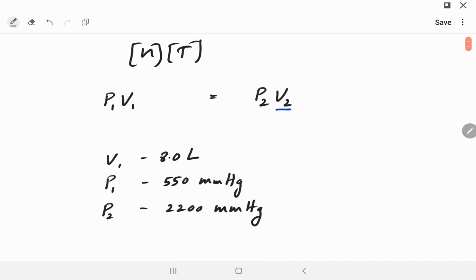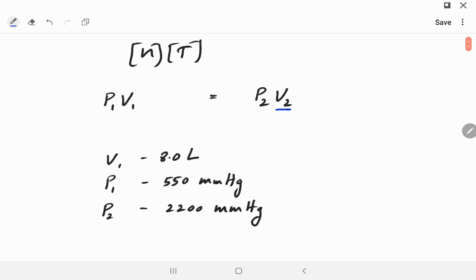We have an equation, but don't just jump into plugging in the terms that you know. Let's analyze it. What happens here is that you're trying to increase the pressure, right? You're increasing the pressure from 550 to 2200. So if you are increasing the pressure, what should happen to the volume? It should decrease, right? Pressure and volume are inversely proportional.